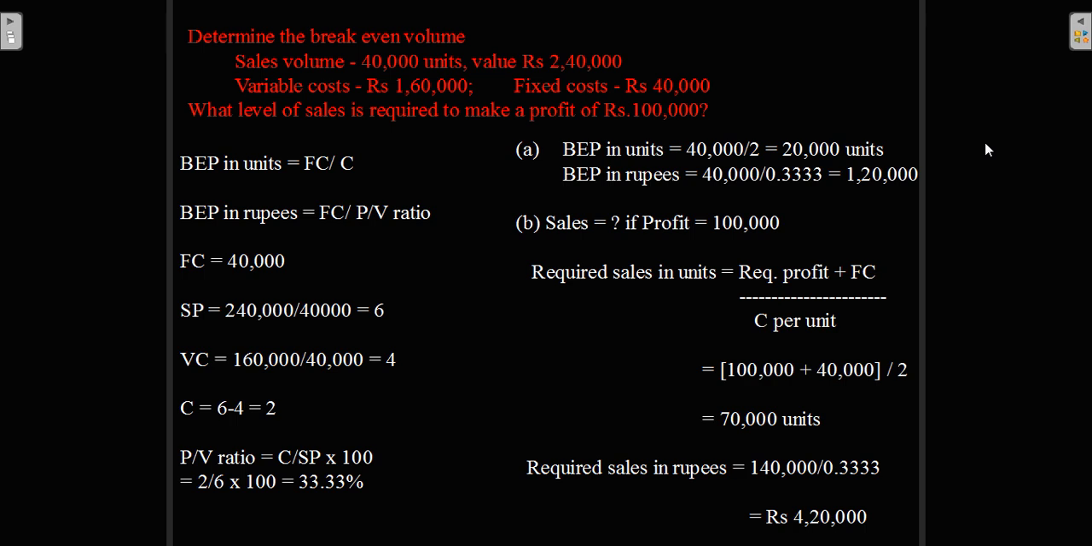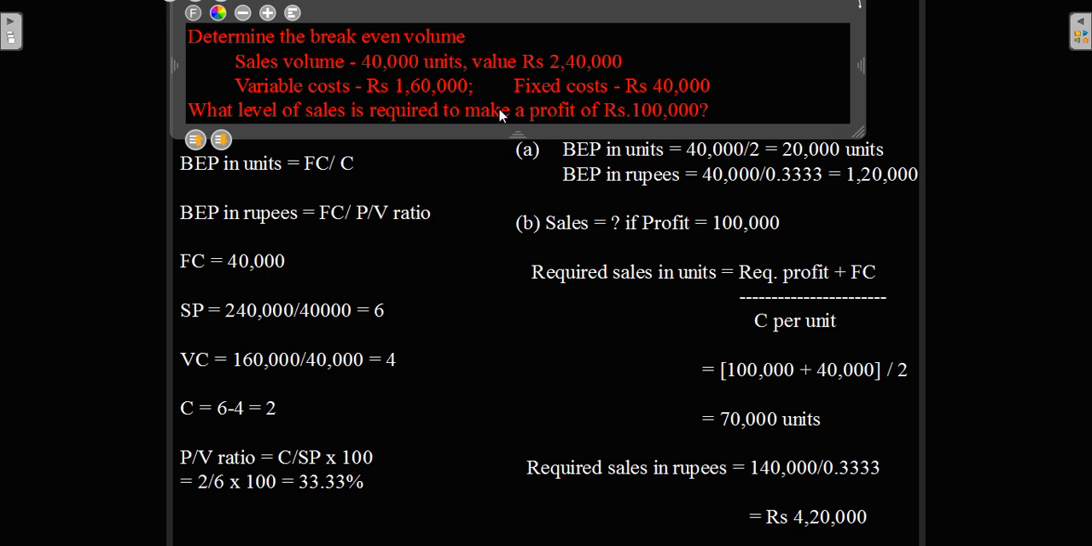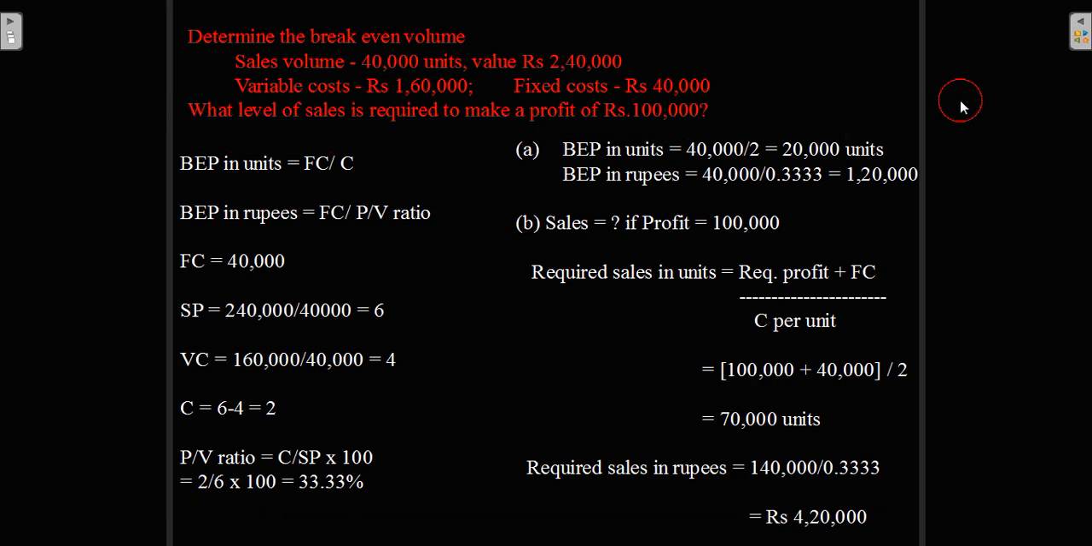To find the break-even point in units, you need fixed cost divided by contribution. Fixed cost is given, contribution you have to find out. Contribution is selling price minus variable cost. So selling price, like I told you, you have to divide the value of the sales by the number of units, 6 rupees. Variable cost again, 1,60,000 divided by 40,000 units, you'll get 4. So selling price minus variable cost is the contribution, 2 rupees.